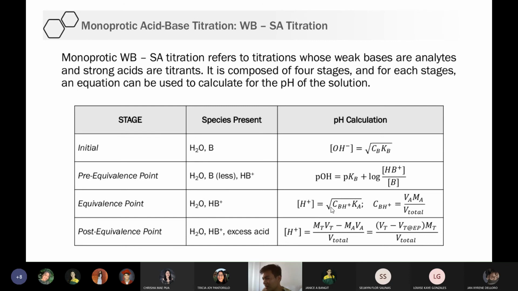So ito na yon. Parang CaKa din to, no? Square root of CaKa. However, base yung gamit natin. Okay? And ito yung equation to solve for the concentration of the conjugate acid. Dilution formula lang yan. Okay? And then lastly, pag nagdagdag tayo ng sobrang titrant, ma-overpower ng acid yung conjugate acid. So that means the pH of the solution will be heavily reliant on the excess titrant. So we solve for the moles of the titrant that is in excess. Okay, kaya naging ganito yung formula.